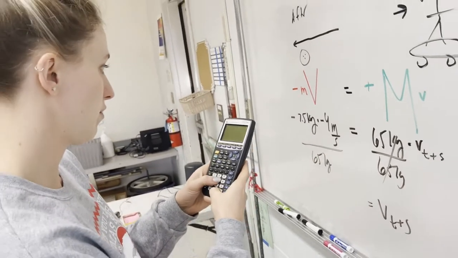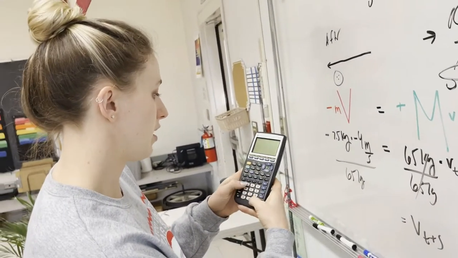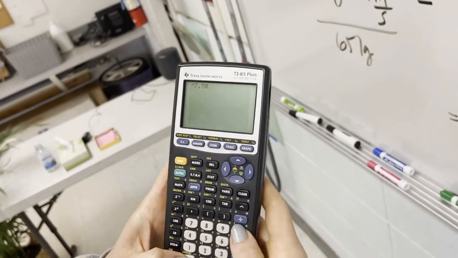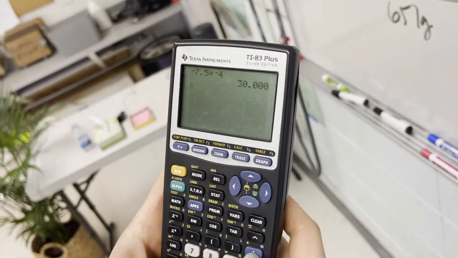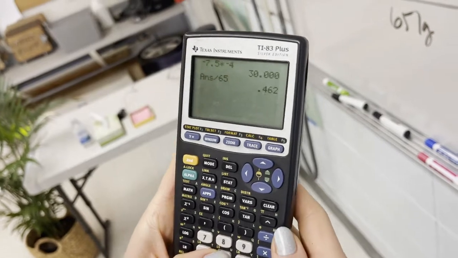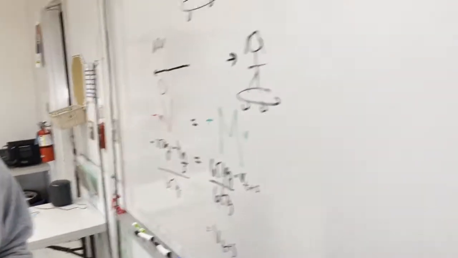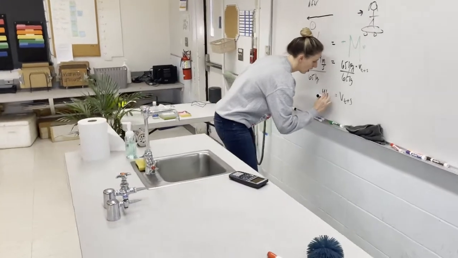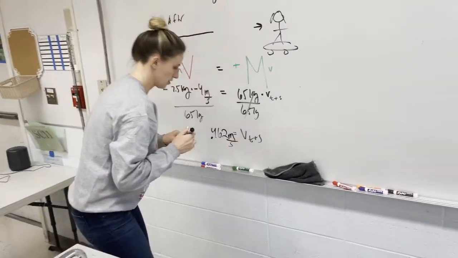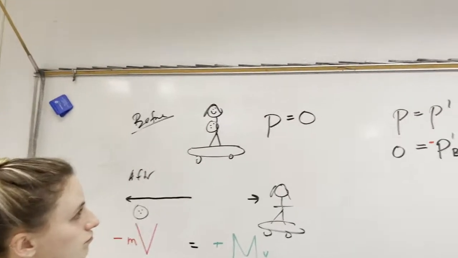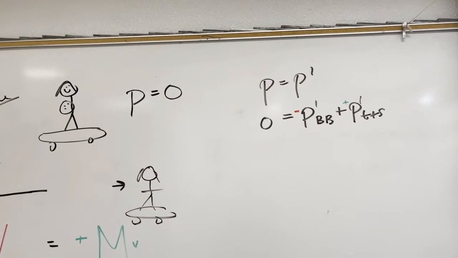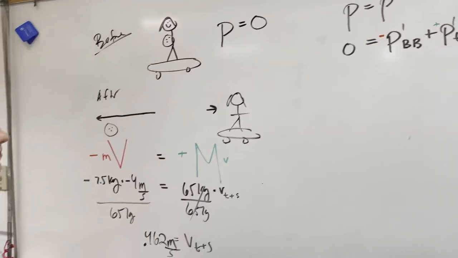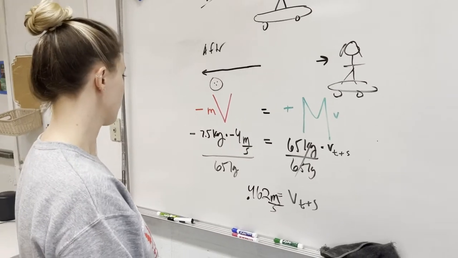So 7.5. Oh, I'll put the negative in there for yours. Negative 7.5 times a -4 divided by 65, and then we get our 0.462. So 0.462 is not very fast, and that's realistic because you were not going very fast. Yes. So that's an explosion where before the momentum is 0 and afterwards it's 0. And how can it be 0? Because they're going in opposite directions. One's positive, one's negative. They cancel each other out.